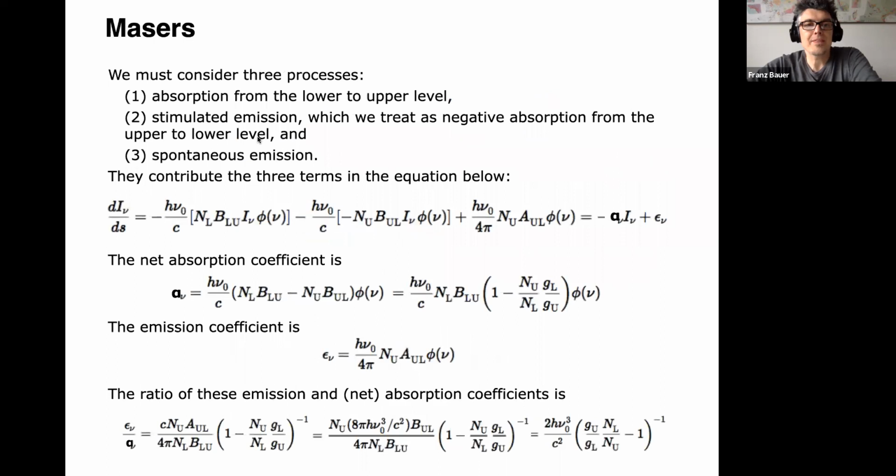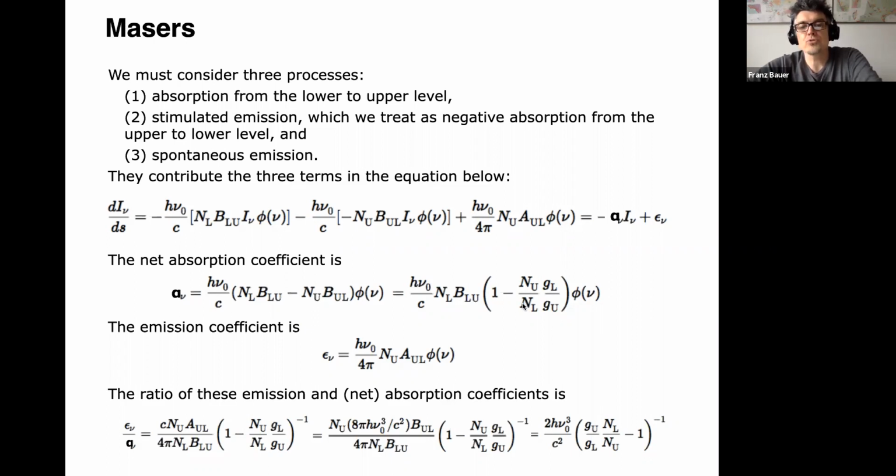The issue with masers is that we have three processes. One is the absorption of a photon from the lower to upper level, which increases the energy. Then we have the spontaneous emission, which we talked about before, and then the stimulated emission, which we had not treated before. Ideally we treat stimulated emission as a negative absorption in the equations. So when we talk about the net absorption coefficient, we talk about it in terms of this difference, which is related to the upper and lower number densities.